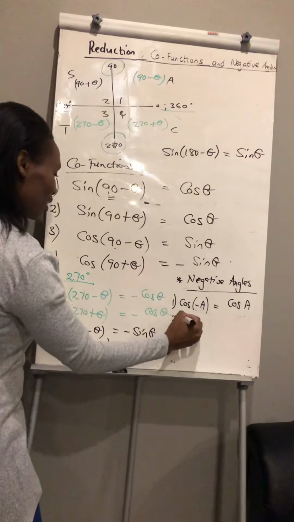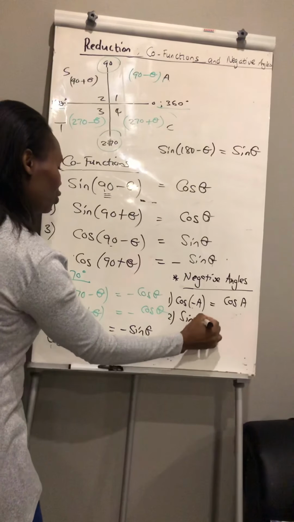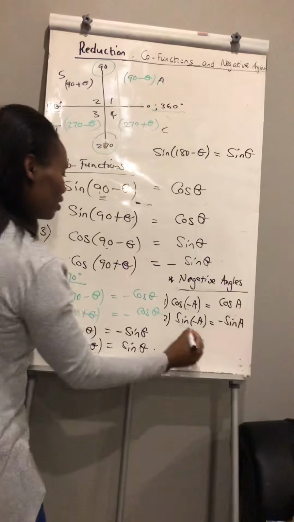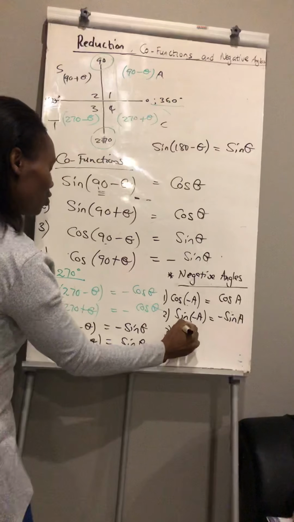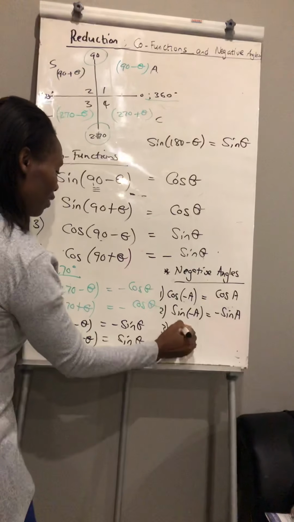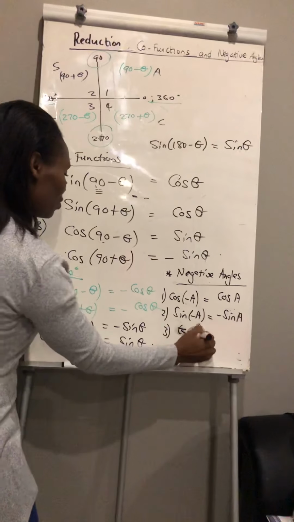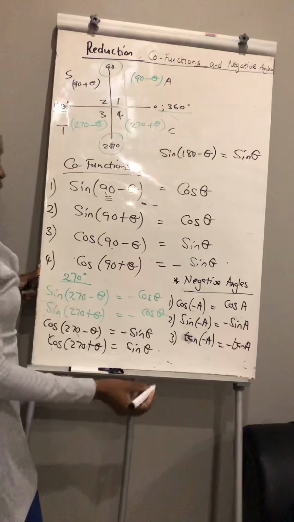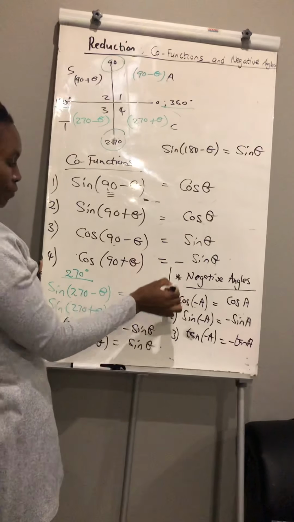We call these ones negative angles. I'll show you how we deduce these ones, but for now, just notice how we have them. Appreciate the fact that we have such things in trigonometry. Here, it's minus tan A. So we're on negative angles.